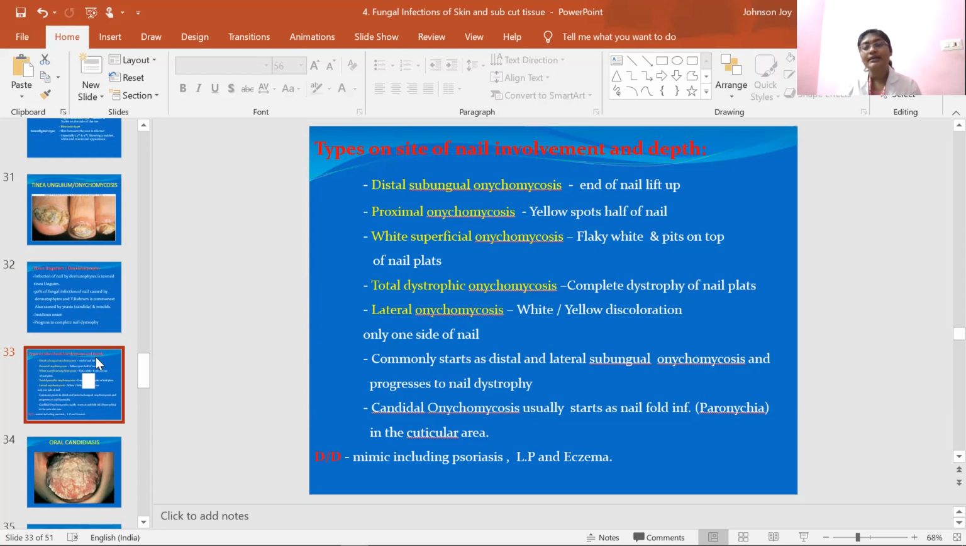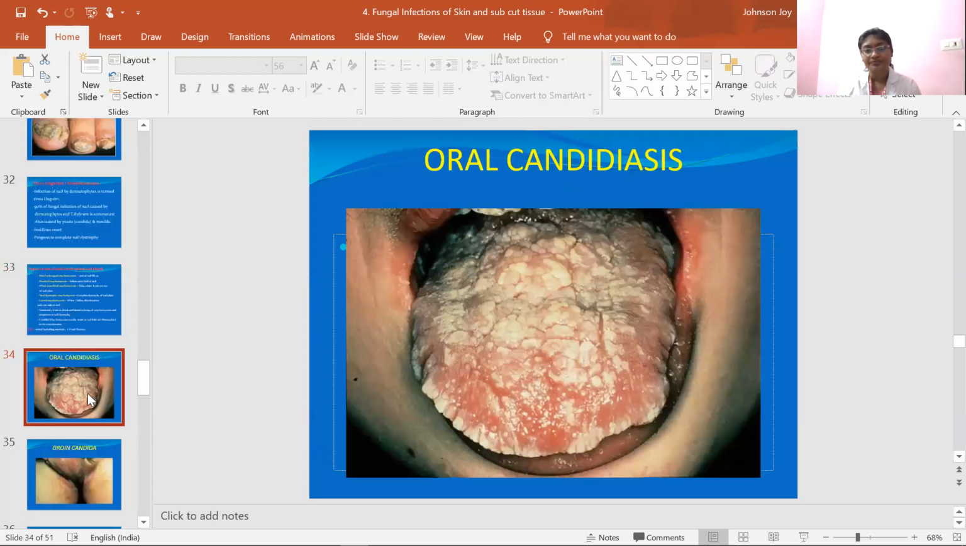It commonly starts as distal and lateral subungual onychomycosis and progresses to nail dystrophy. Candidal onychomycosis usually starts as a nail fold infection like paronychia in the cuticular area. The differentials for this nail involvement are that it can mimic psoriasis, lichen planus, and eczema. So in these conditions also you can see nail problems.